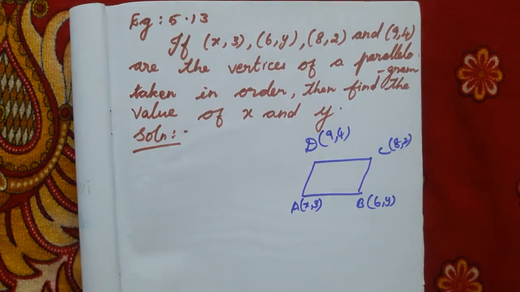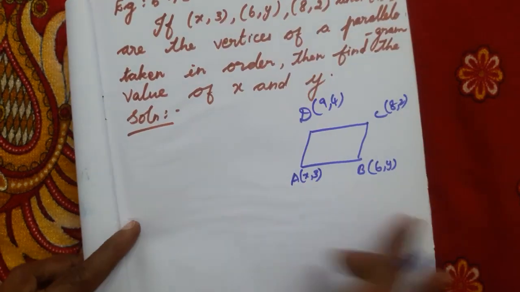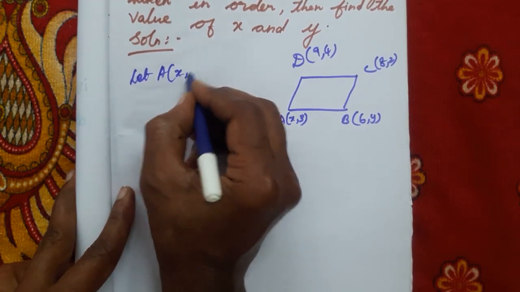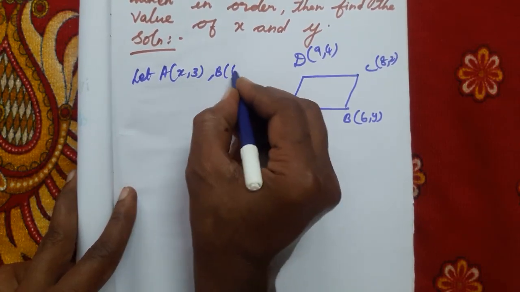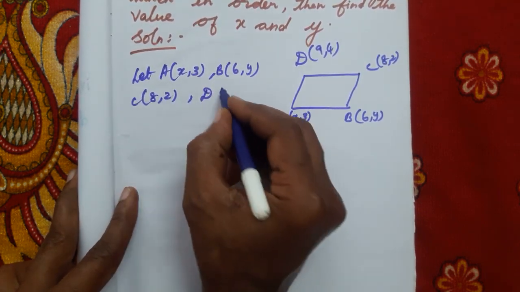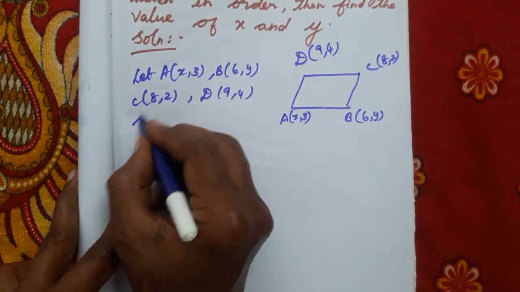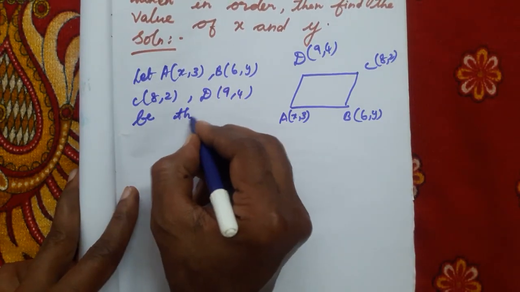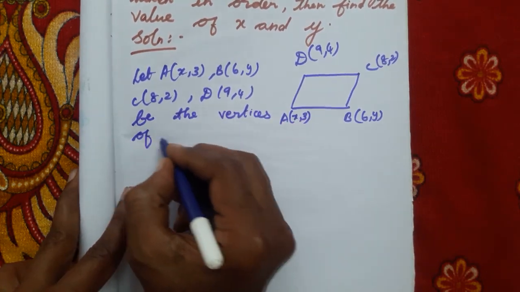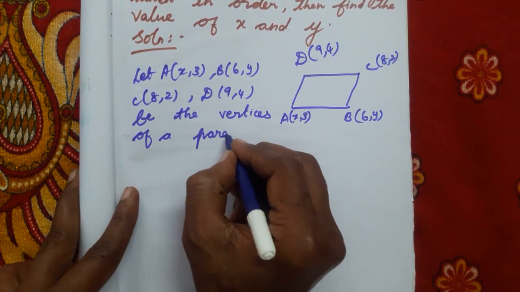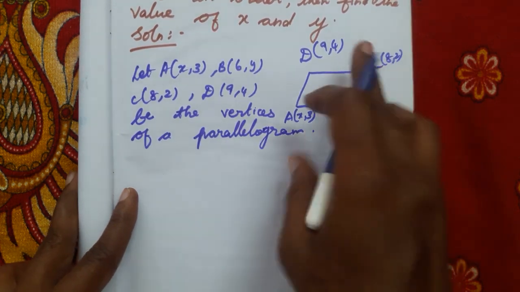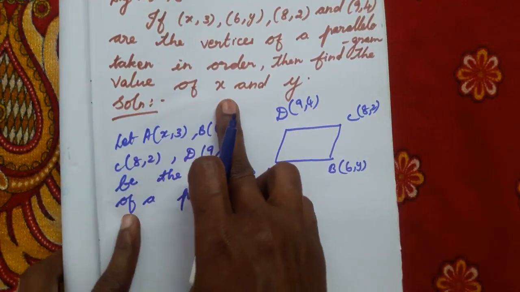Let A (x, 3), B (6, y), C (8, 2), D (9, 4) be the vertices of a parallelogram. Here we want to find out the value of x and y.